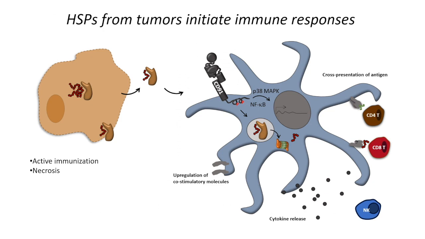As shown on the left side of the slide, heat-shock protein peptide complexes can be released from cells following cell death or through various active secretory pathways into the extracellular space, where they bind to CD91 on antigen-presenting cells. This binding can occur in the tumor microenvironment or in draining lymph nodes.